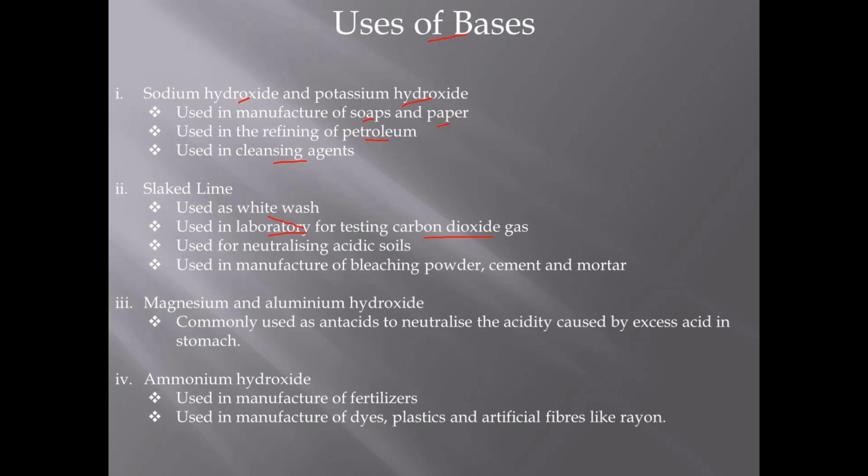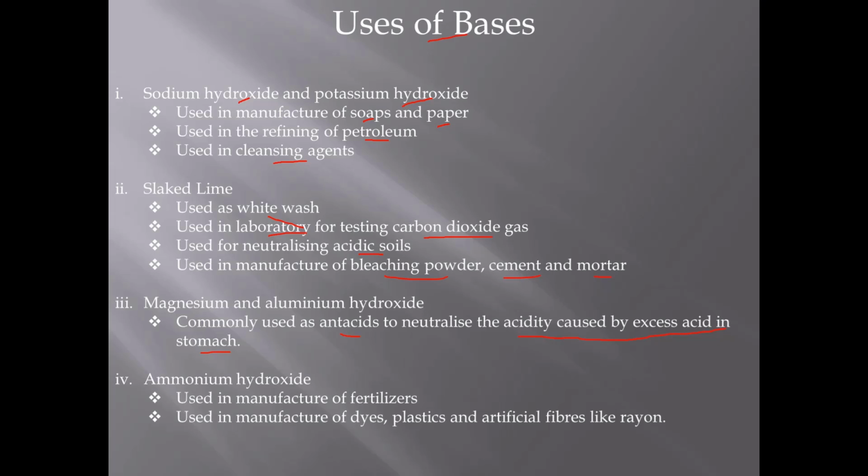It is used for neutralizing acidic soils. This is a neutralization reaction again. It is even used in the manufacture of bleaching powder, cement and mortar. Now, magnesium and aluminum hydroxide, I was talking about these two bases. These are commonly used as antacids, that is a medicine, to neutralize the acidity caused by excess of acid in our stomach. Some examples are Eno, Digen, etc.